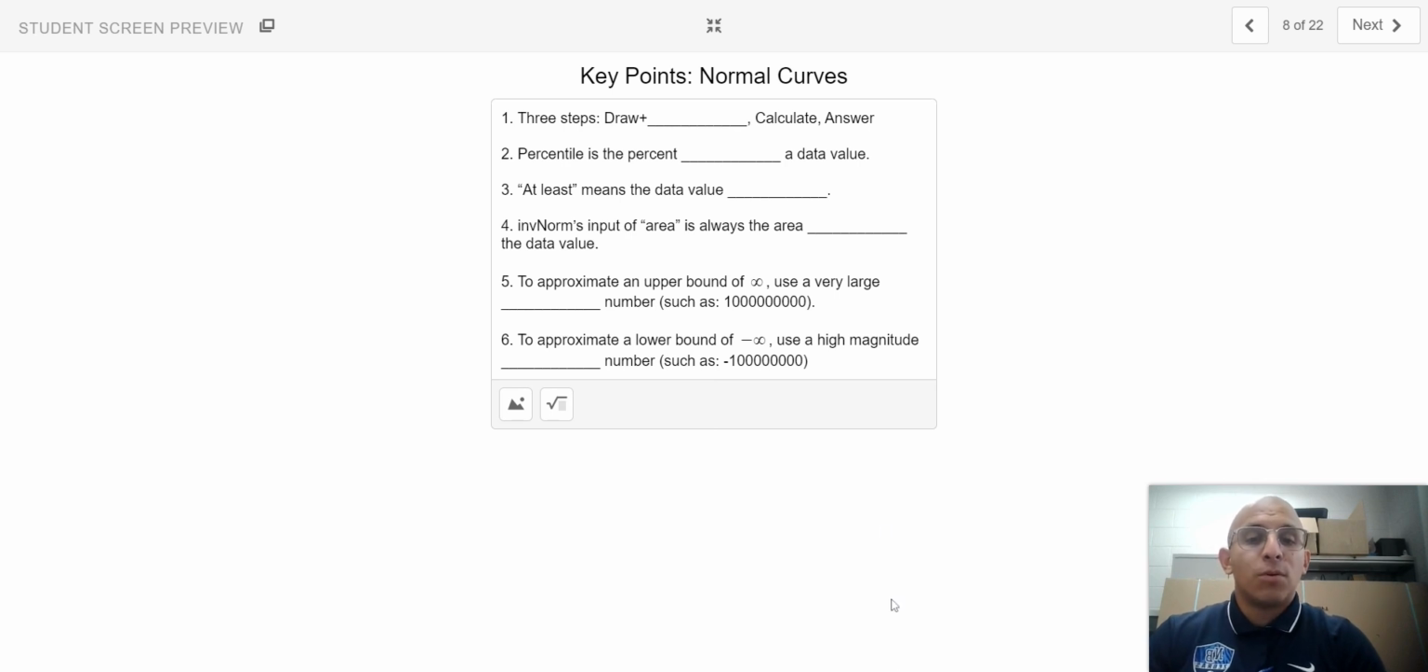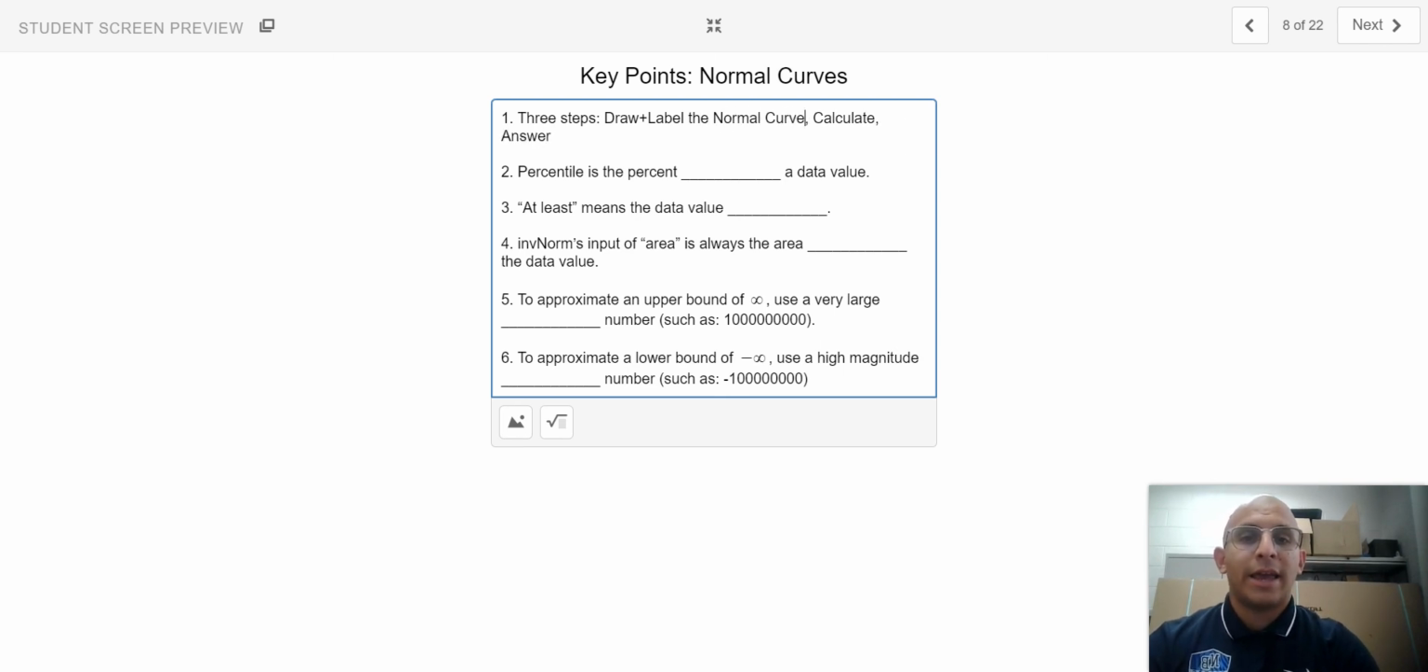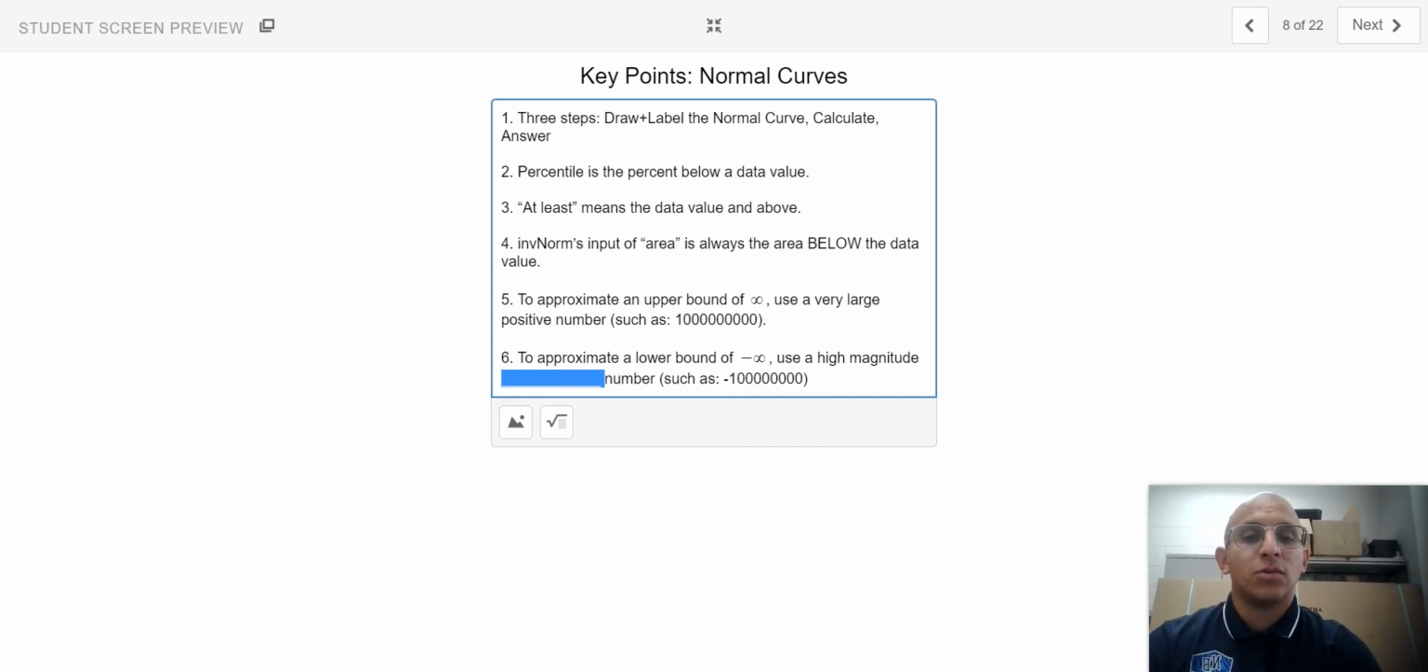So there are a few key points that we want to keep into consideration when solving questions pertaining to the normal curves. We want to draw and label the normal curve, calculate and answer. Percentile is the percent below a data value. At least means the data value and above. Inverse norm's input of area is always the area below the data value. To approximate an upper bound of infinity, use a very large positive number. And to approximate a lower bound of negative infinity, use a high magnitude negative number.